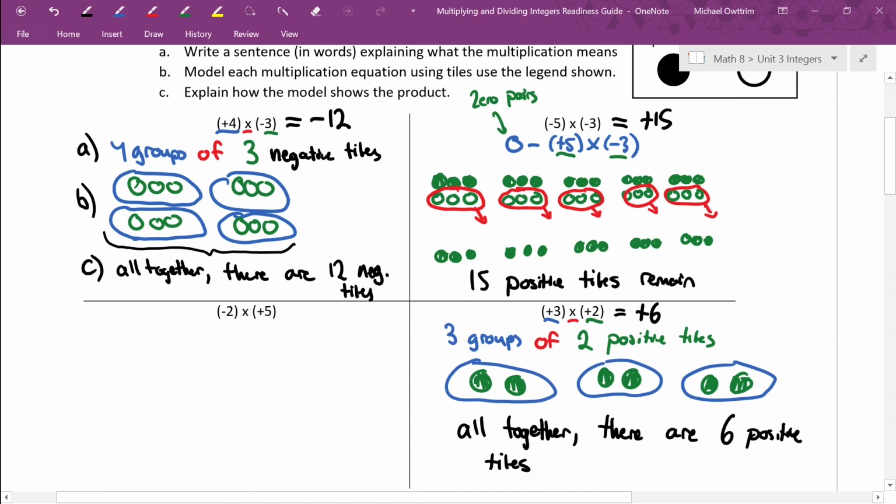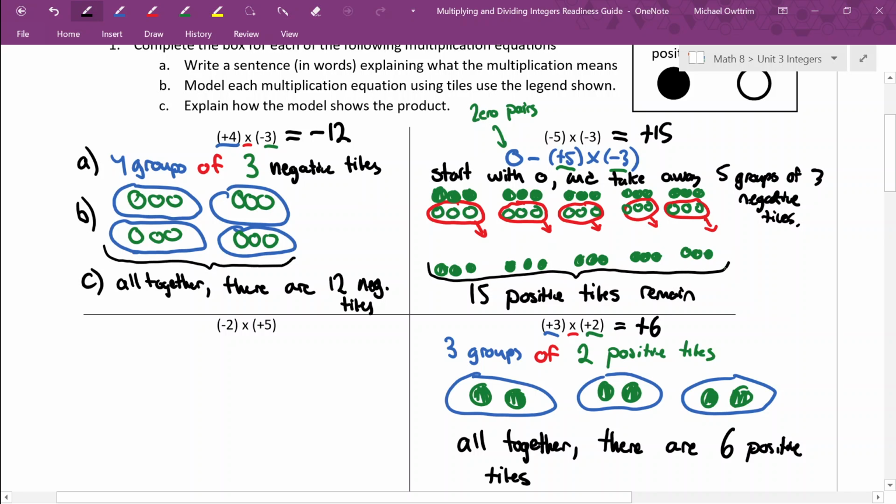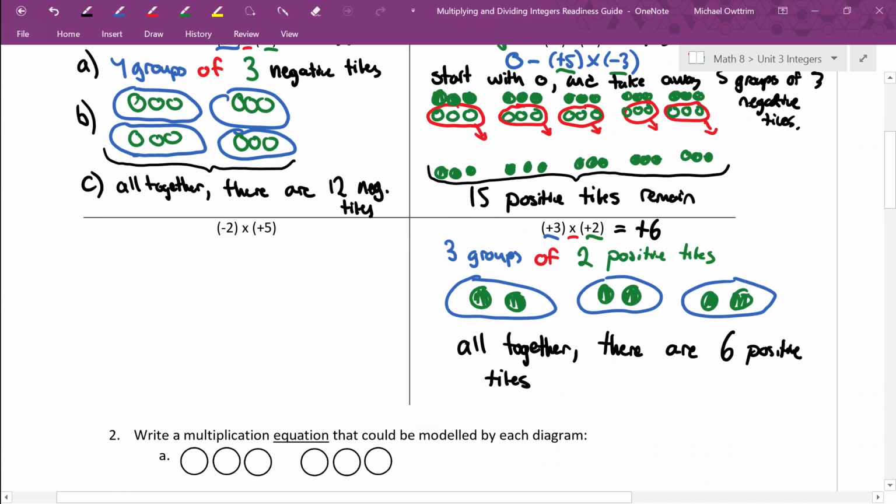As far as our sentence in words explaining what our multiplication means, we're going to say start with 0 and take away 5 groups of 3 negative tiles. And of course, then we'd have 15 positive tiles remaining. We could do the same thing for the next one.